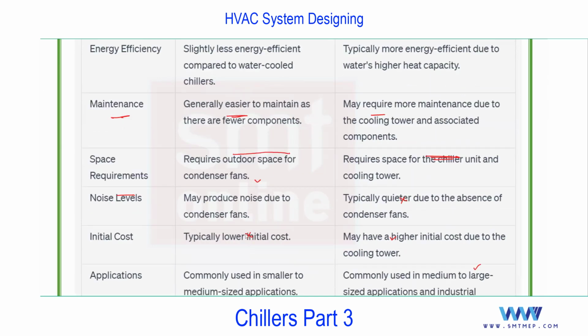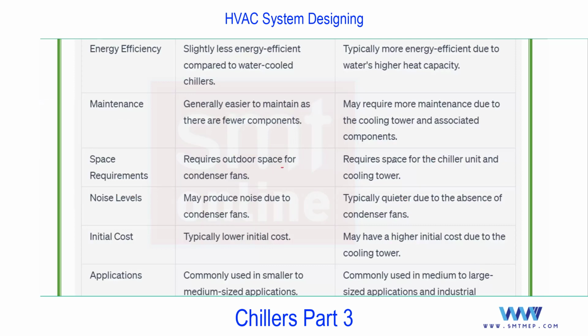Next, space point of view. It depends again on the case. A water cooled chiller requires space inside the building and partly outside, and an air cooled chiller requires space outside the building. So as per the type of project, if you have enough space inside the building, we can go for water cooled. Or if you have enough space outside the building, the choice can be air cooled.